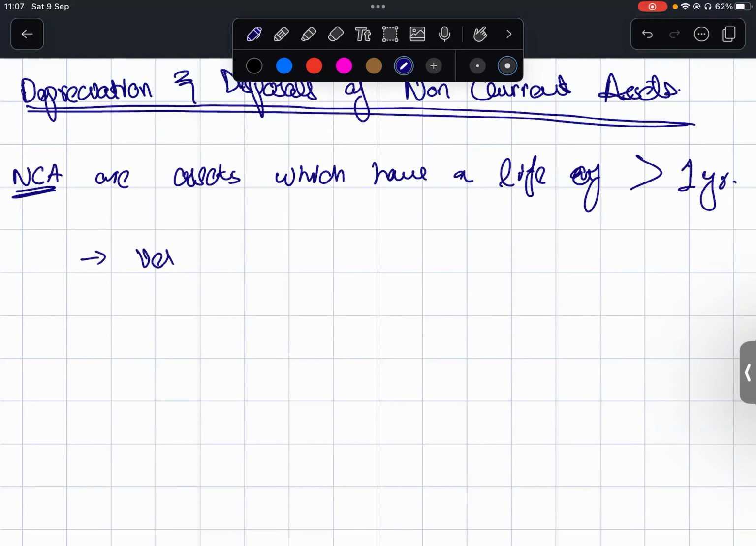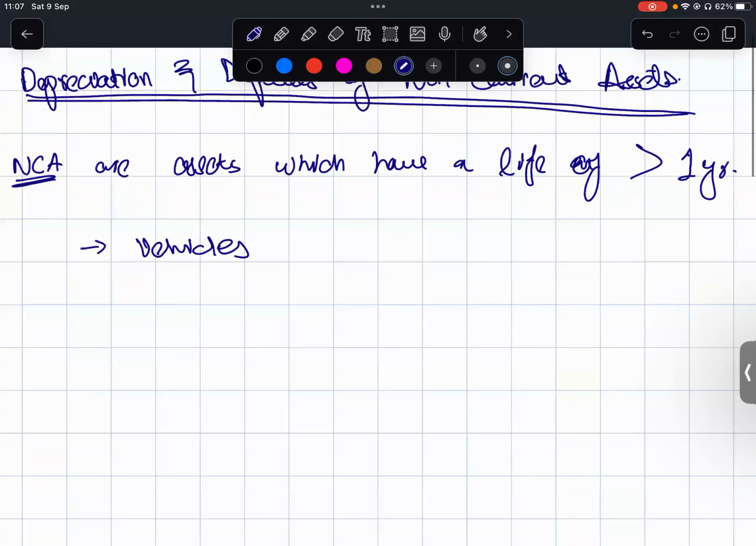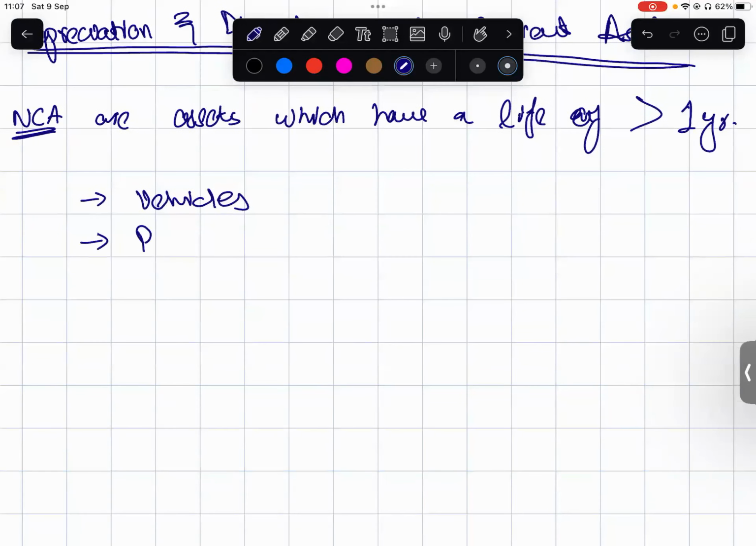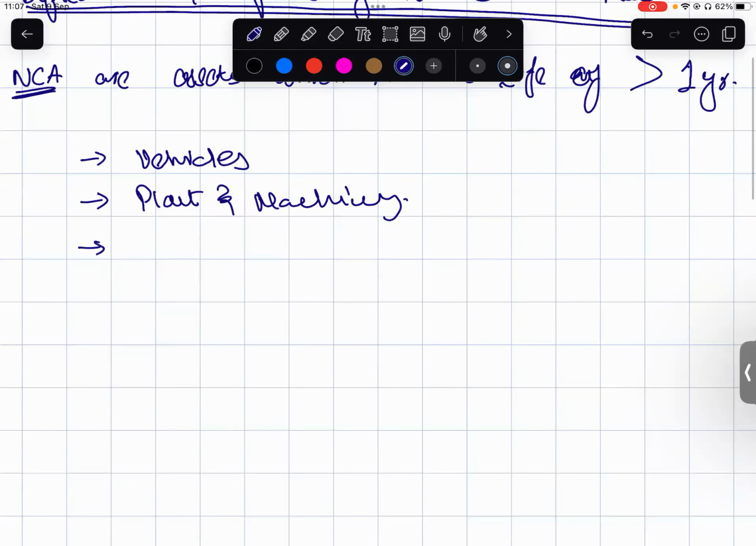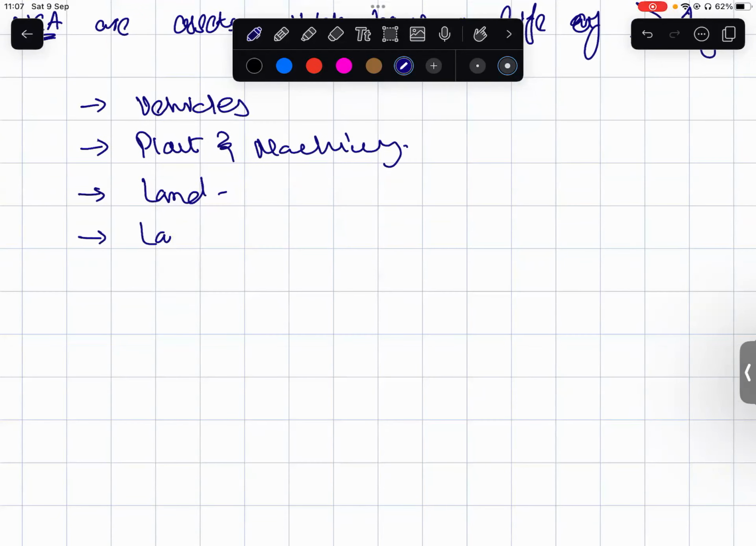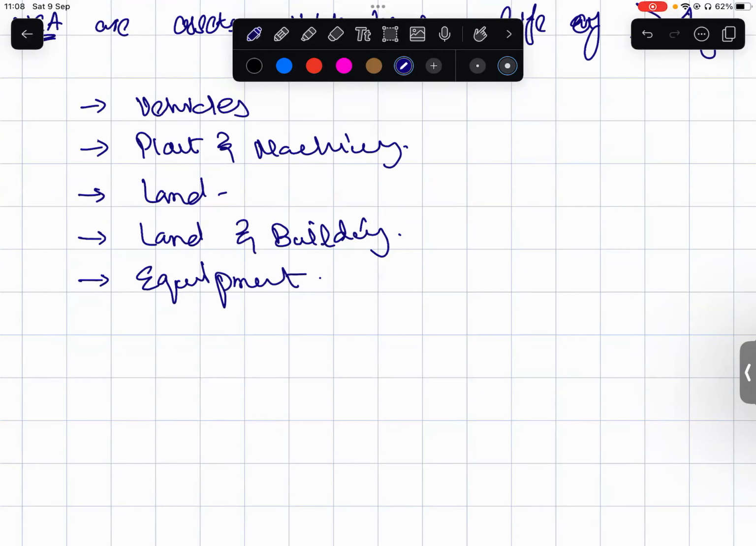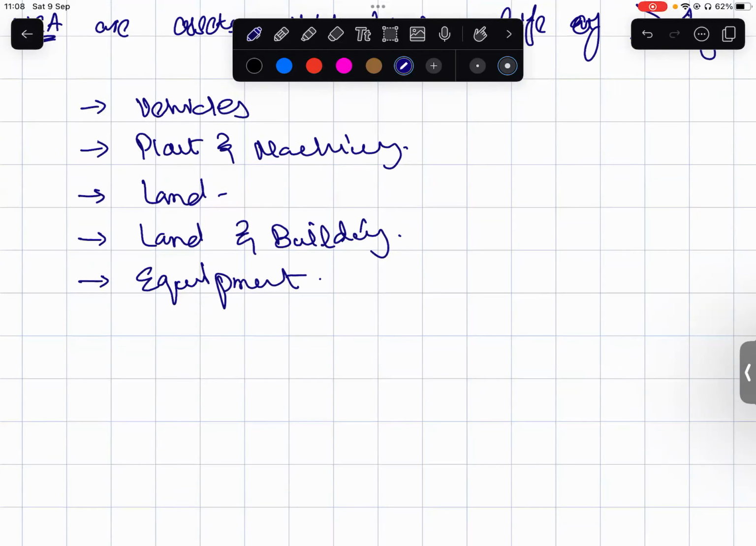This can be vehicles, there can be plant and machinery, there can be land, land and building, there can be equipment, and some others as well. So these are basically your non-current assets.